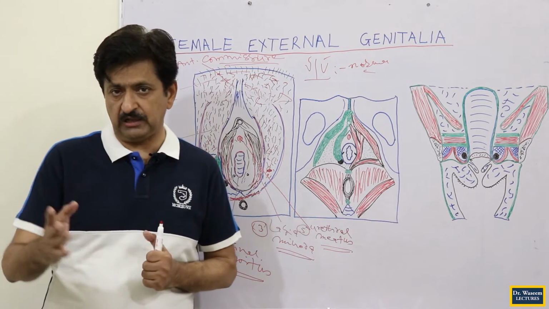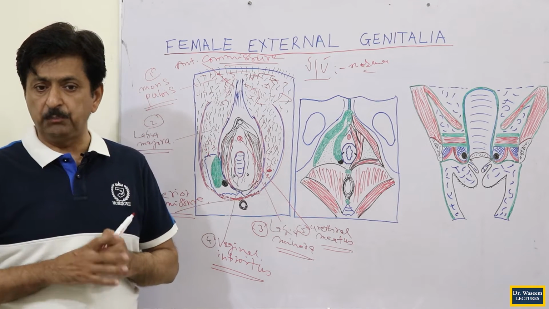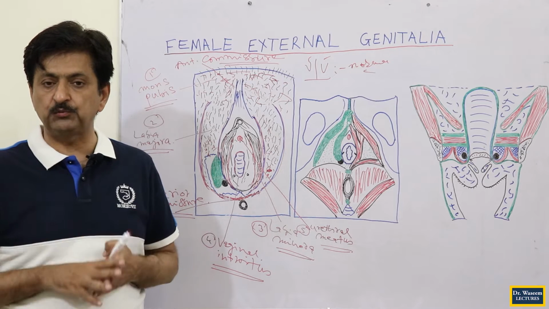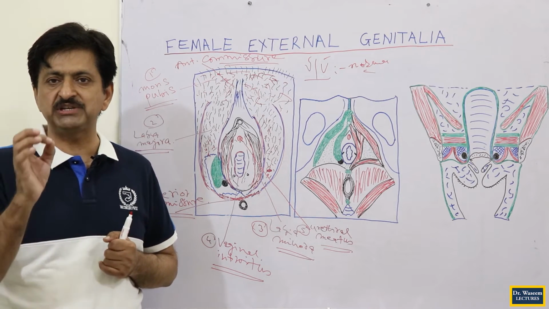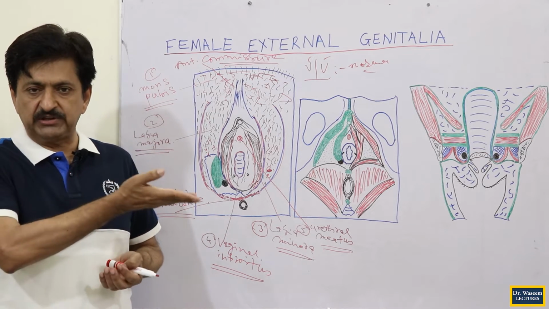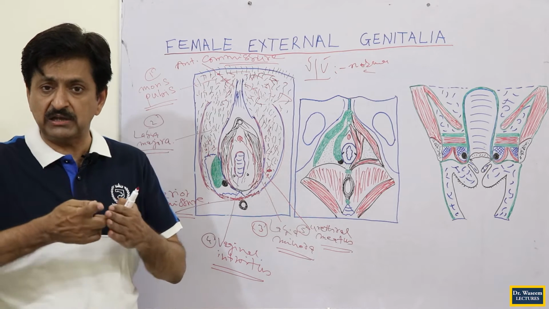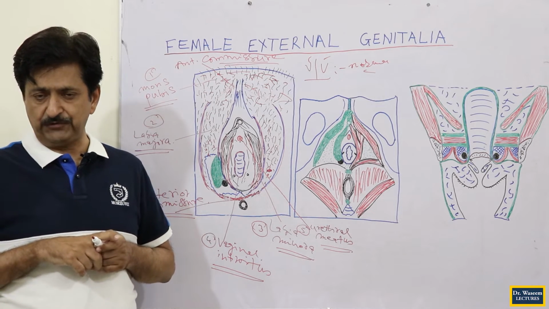A question can be asked here: what are the openings in the vaginal vestibule? Which holes, openings or orifices do you see in the vaginal vestibule? One of them is the vaginal introitus itself. Anterior to that is the urethral meatus, through which you can pass a catheter, with the small-sized urethra in the case of a female.